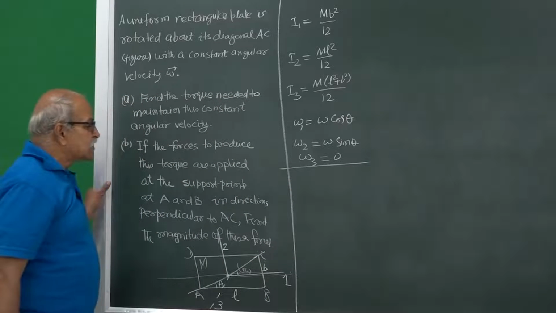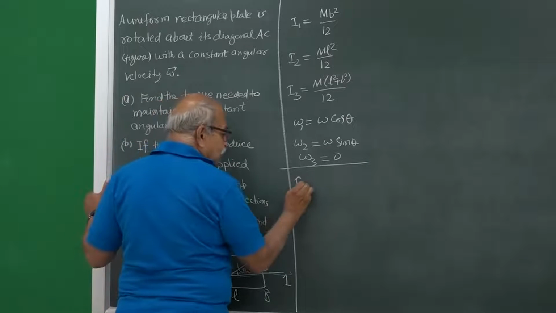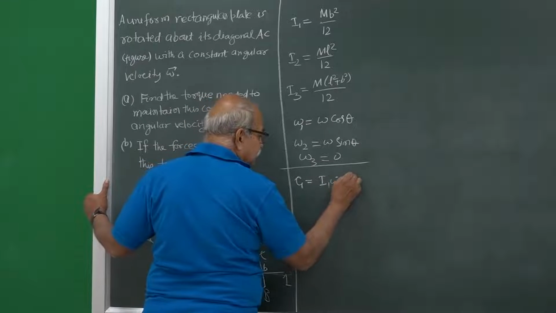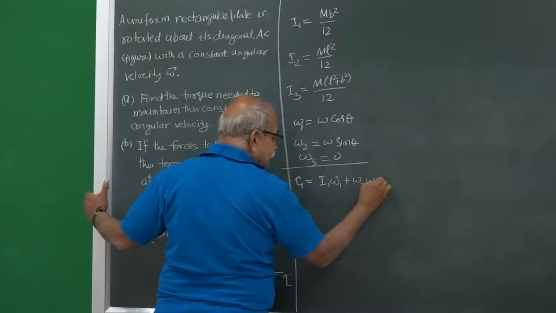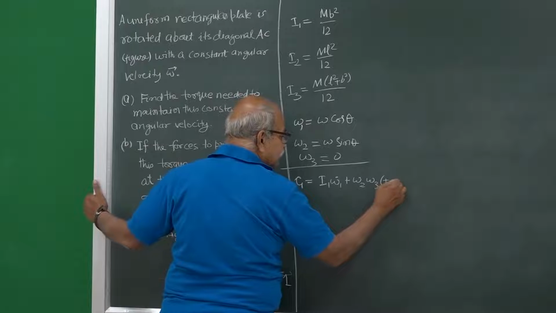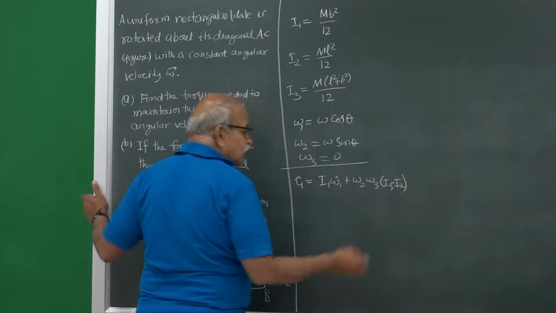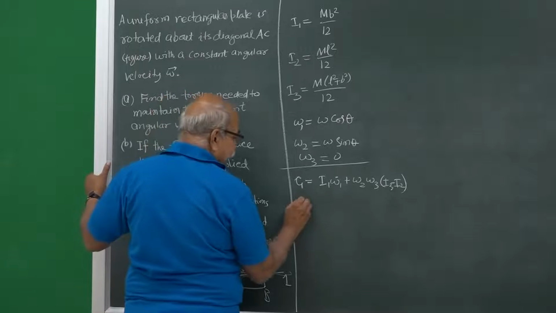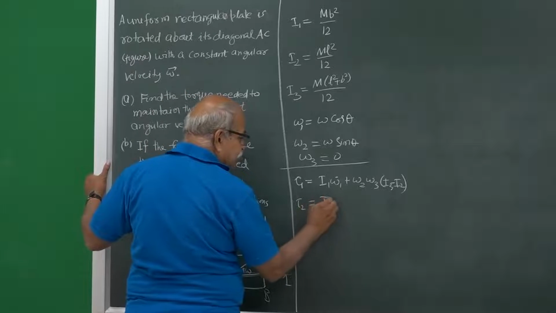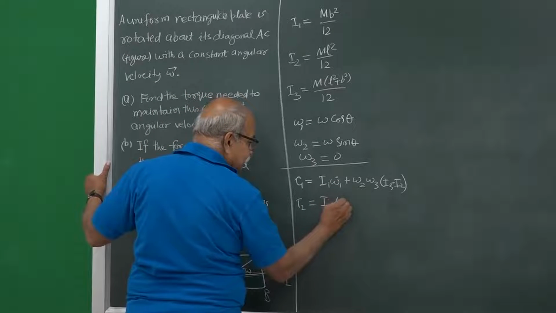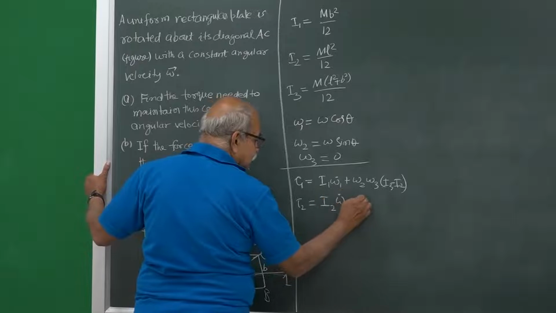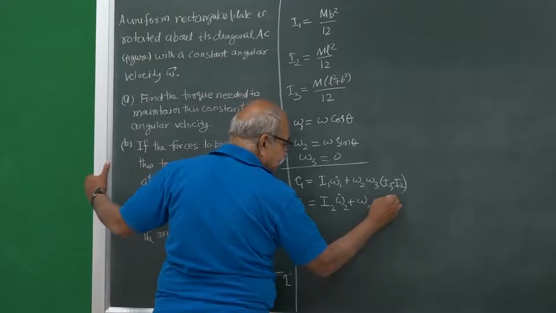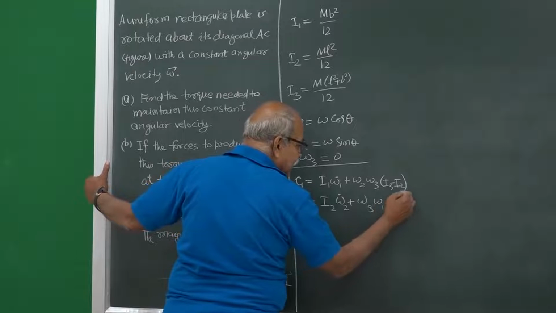What are our Euler's equations? Tau 1 is equal to I1 omega 1 dot plus omega 2 omega 3 into (I3 minus I2). This is Euler's first equation. The second equation is just a cyclic permutation: 1 becomes 2, 2 becomes 3, and 3 becomes 1.